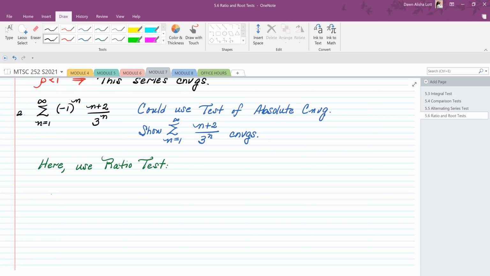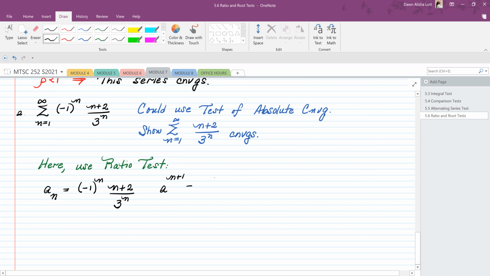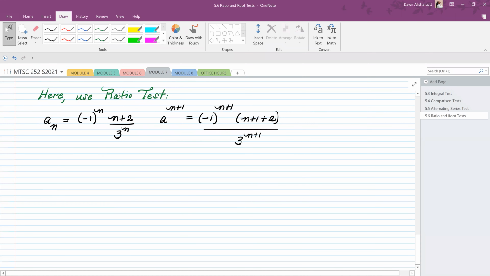Okay, so an is (-1)^n times (n plus 2) divided by 3 to the n. And an plus 1 is (-1)^(n plus 1) times (n plus 1 plus 2) divided by 3 to the n plus 1. If you notice, everywhere there was an n, I just put n plus 1.